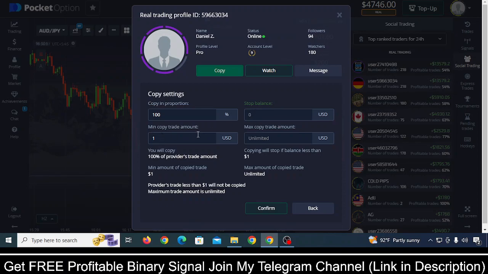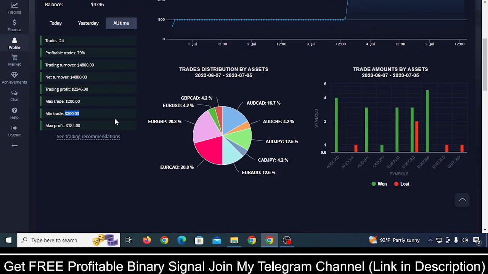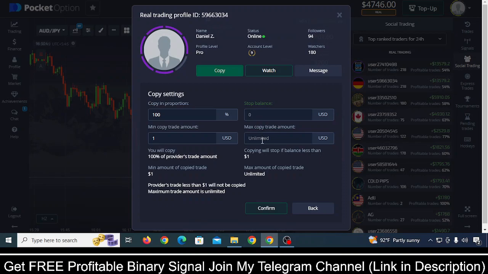Okay, and in minimum copy trade amount you just leave one. And in maximum copy trade amount you leave unlimited. Now why unlimited? Because the person who trades the same amount will be trading on that amount only. So if you leave it unlimited, then there will be no problem. Or if you fear that this person may trade $1,000 in some trade and make a loss, then you can just put $300 so that the bigger amount trade will not be copied in your account. You can do this much and then just click on confirm. It is as simple as that.